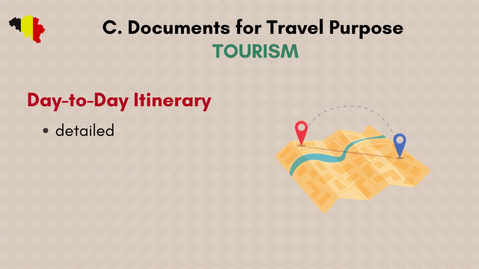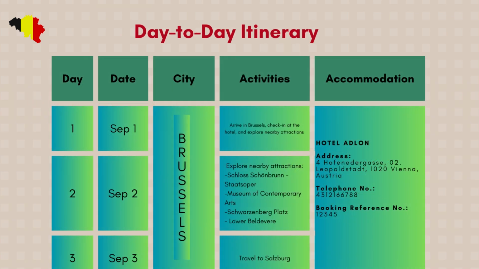Next, a detailed day-to-day itinerary. So make sure that there is as much detail as you can include with your itinerary. This is a sample itinerary that goes for 3 days through Brussels. This is just a sample.